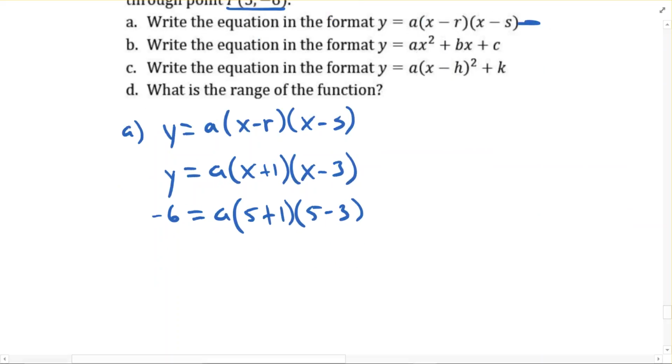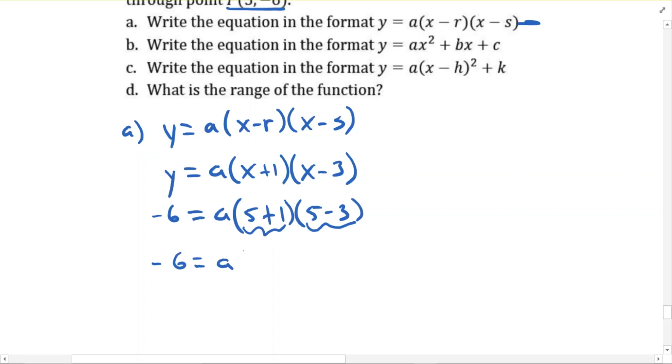Now, I've seen people do weird things when they try to simplify this, where they try to FOIL that or something. We don't need to do that because there's no x values in there. Just add these things and subtract these things and then multiply them. Don't overthink that. So what we've got is negative 6 is equal to a.